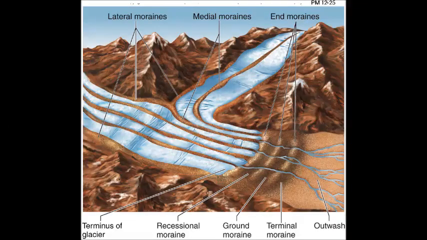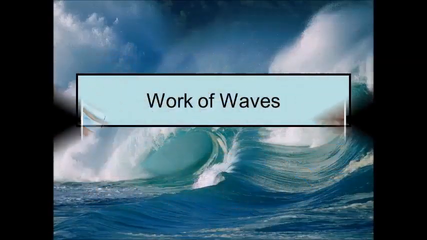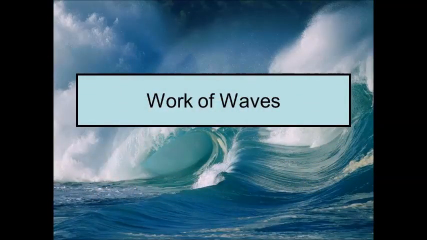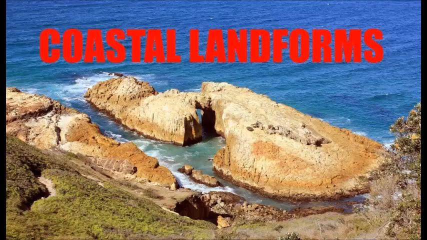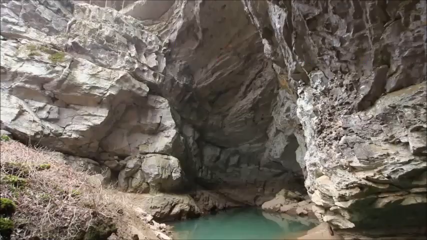Let us now understand the work of waves. Do you know, Slaters, what are these landforms called? How were they formed? Yes, these landforms are the coastal landforms, and they are formed due to erosion and deposition of sea waves. As sea waves continuously strike at the rocks, cracks develop in them over time. Gradually, hollow caves are formed on the rocks.